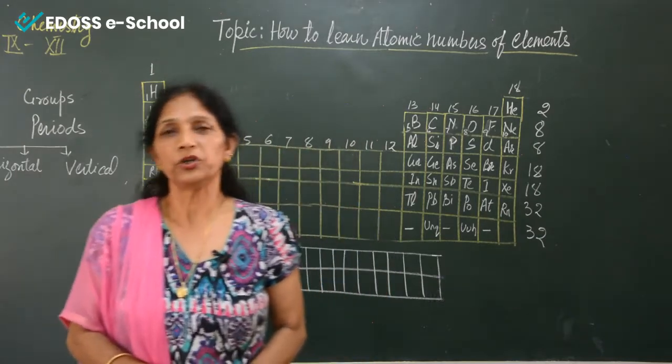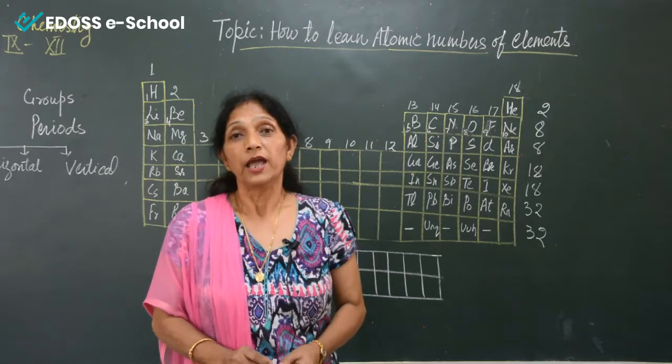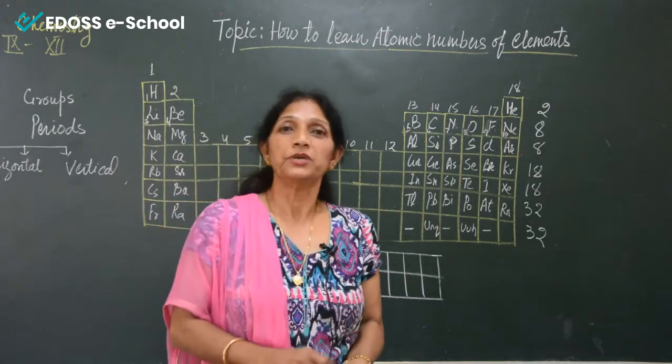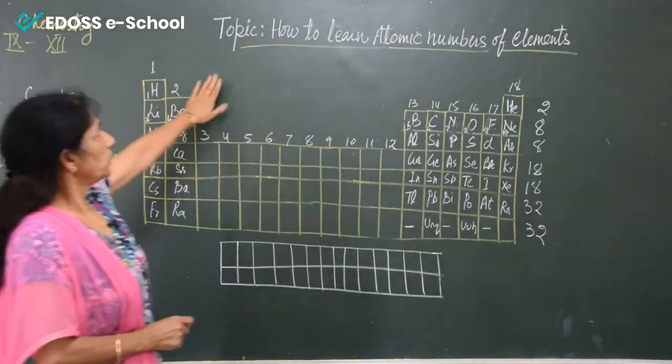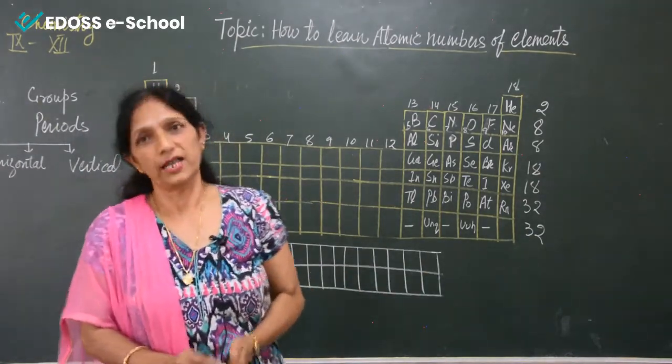Your chemistry teacher, and our today's topic is the most important topic of chemistry. Chemistry without the periodic table is nothing. We can't imagine chemistry without the periodic table. And learning the atomic numbers of the elements is the biggest problem for students. So in this video, today we are going to discuss how to learn the atomic number of the elements.